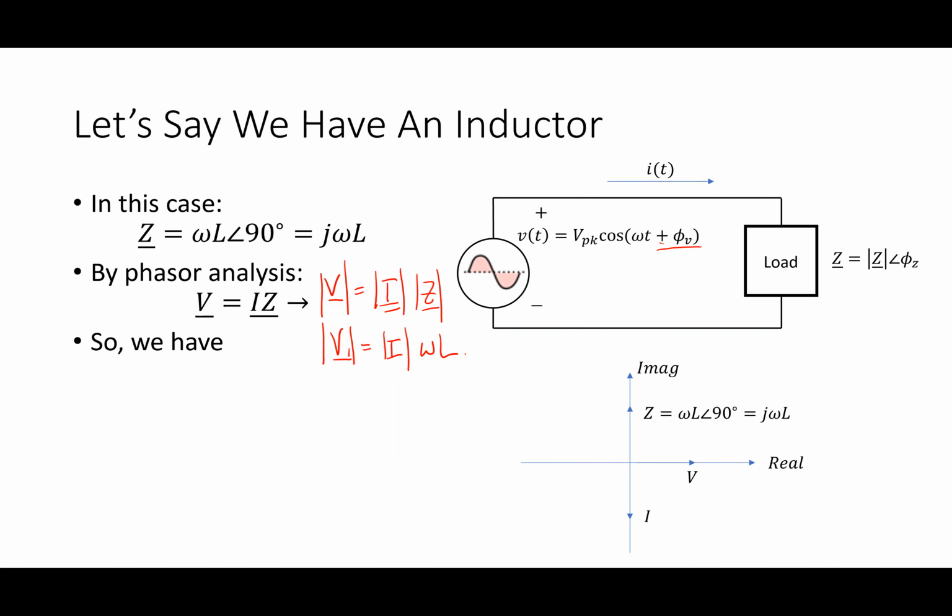What about the angle? The angle of the voltage equals what? The angle of the current plus 90 degrees. So that means that the angle of the current is equal to the angle of V minus 90 degrees. What does that mean?